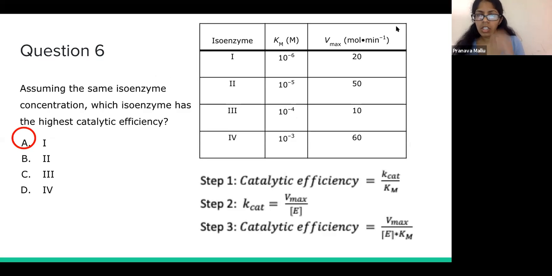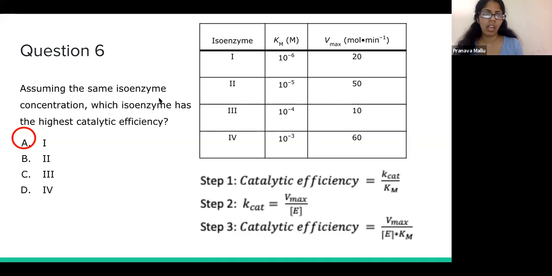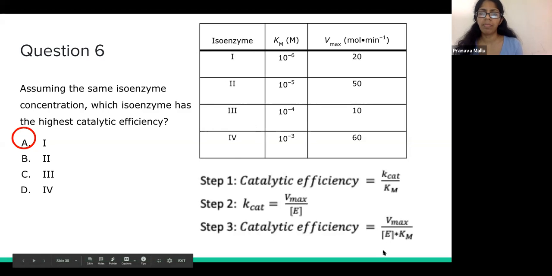Like she just said, the formula for catalytic efficiency is just Kcat divided by Km. But if you remember the formula for Kcat, it's Vmax over the concentration of enzyme. So your formula in this case is catalytic efficiency equals Vmax over enzyme concentration, over Km. But like she said, the question specifies that all these enzymes are at the same concentration. So you can essentially ignore that concentration of E, and then you just take Vmax over Km.